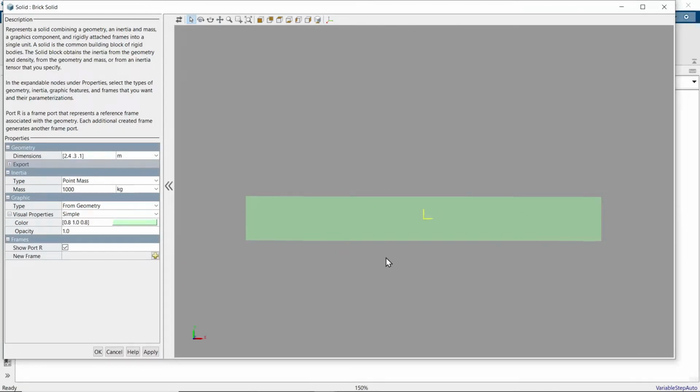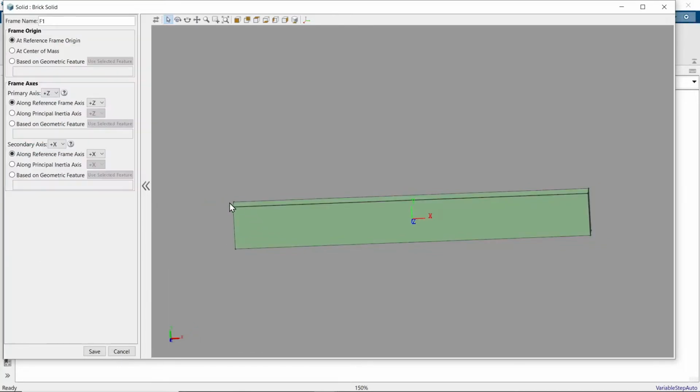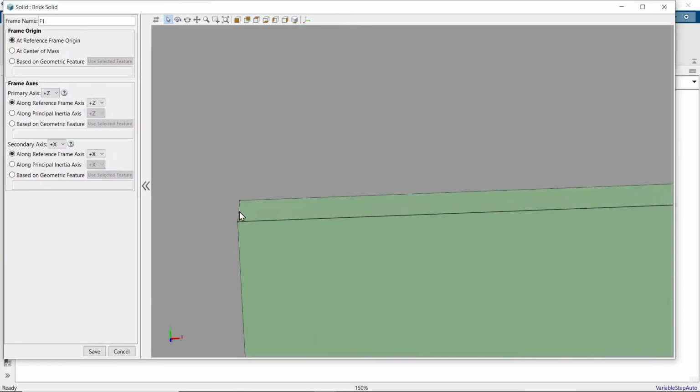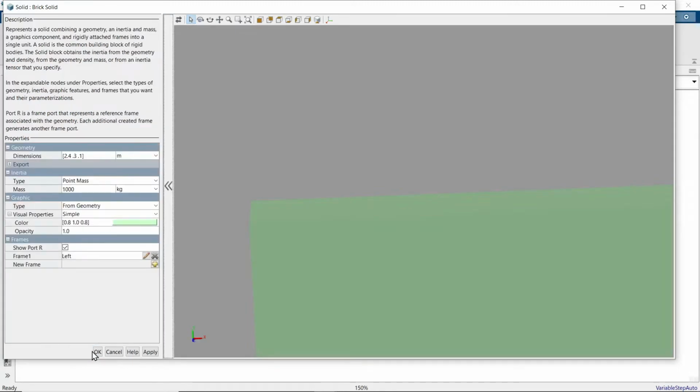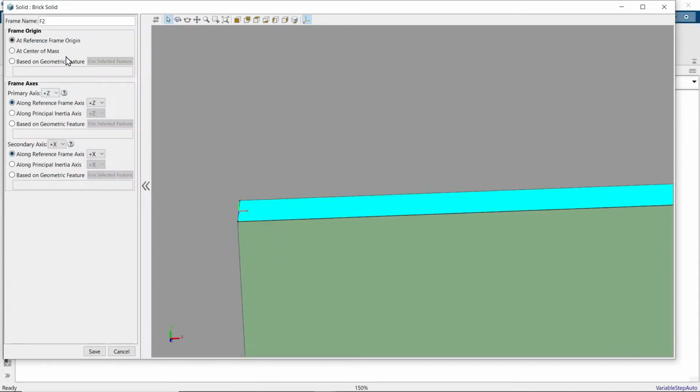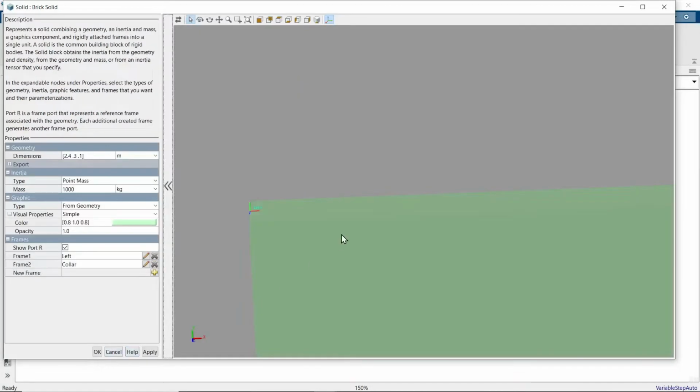Okay, now time to create our frames. So here's the XY. There's going to be a frame here on the left, and a frame on the right, and a frame right in the middle. So the frame on the left, get it by selecting this edge, use selected feature, and we'll name it left. Save F5. There it is. Now we'll create one in the middle. Selecting that face, use selected feature, call it middle, save F5.